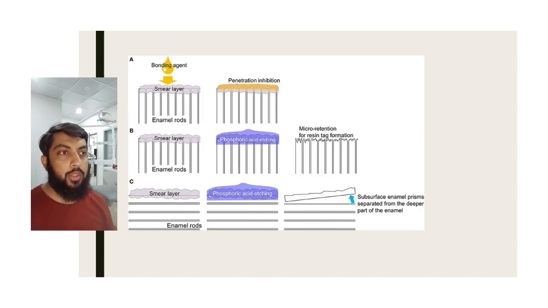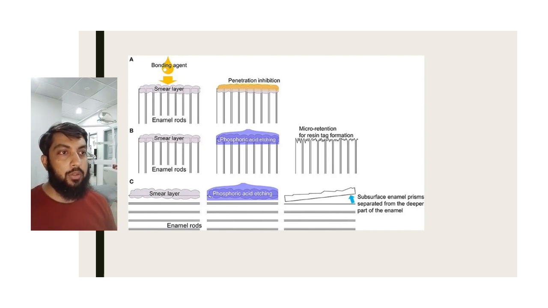In B, we are showing you that phosphoric acid etching caused the destruction of the smear layer. The smear layer was removed, so micro retention or resin tag formation from the bonding agent happened.